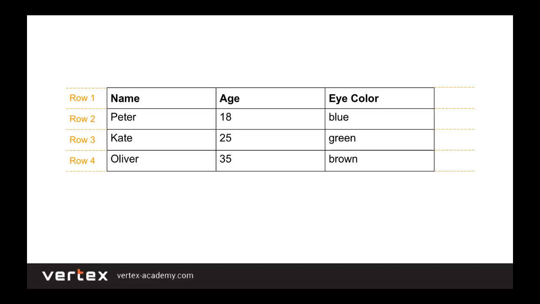So to sum up, a table consists of rows. And then each row is divided into cells. Okay, we will use this knowledge in a few minutes.